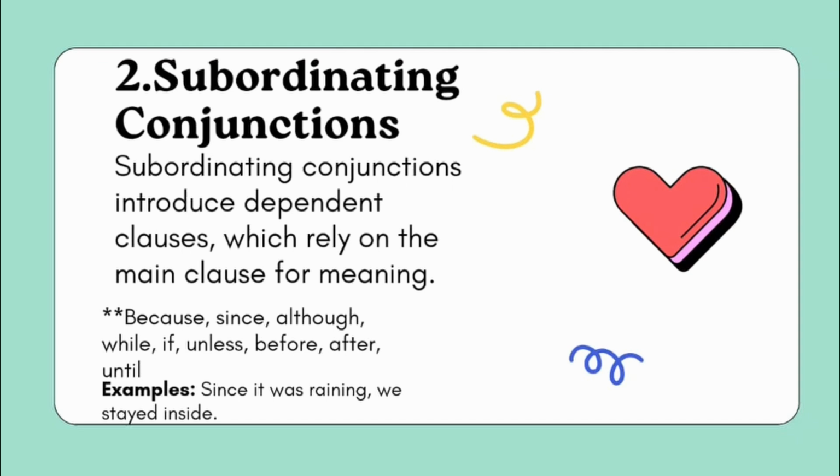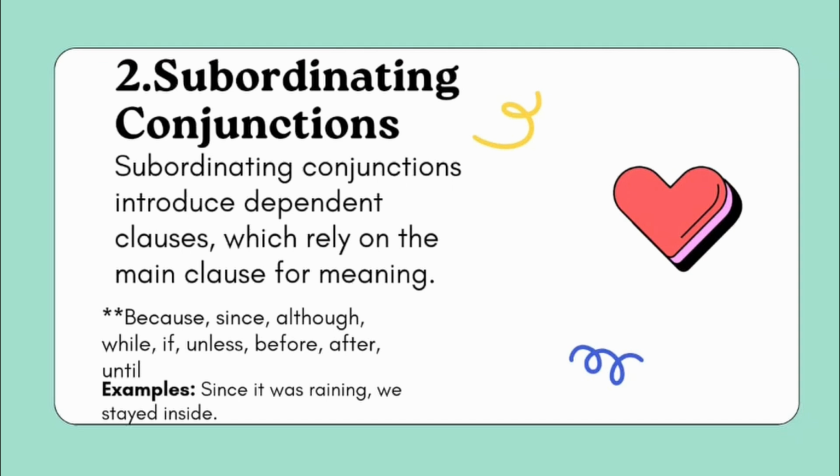He spoke softly in order that he wouldn't wake the baby. He spoke softly. Why? In order that he wouldn't wake the baby. He left early lest he be caught in traffic. So lest is the subordinating conjunction in that statement. So I would want you to go and look for other ways of using these conjunctions in examples of sentences.